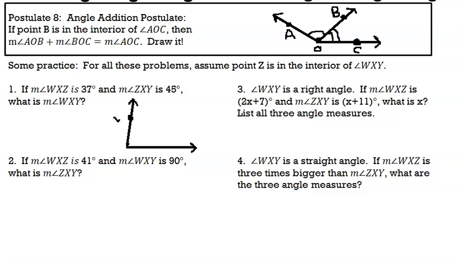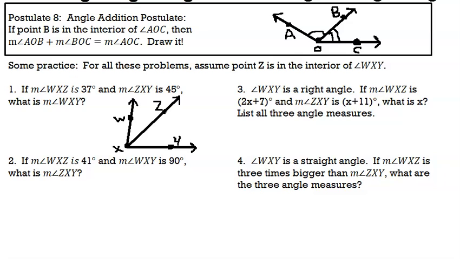So first, I'm going to make W. Then I'm going to make X and Y, and I'm going to put Z on the interior. So WXY, and I'm going to put Z on the interior. Now, what that means, since these problems all have different numbers, this drawing will not be to scale. But that's okay. All right, example number 1.